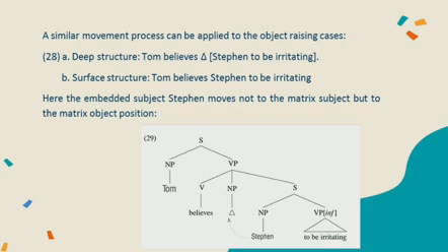And a similar movement process can be applied to the object raising cases. 28A, deep structure: Tom believes Stephen to be irritating. And B, surface structure: Tom believes Stephen to be irritating. Here the embedded subject Stephen moves not to the matrix subject but to the matrix object position in the diagram.